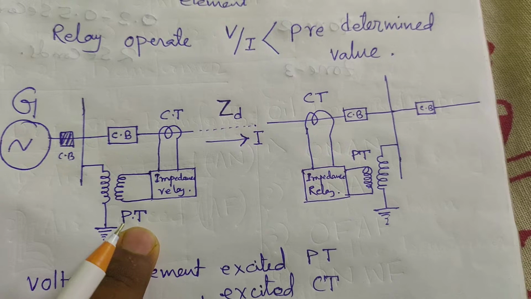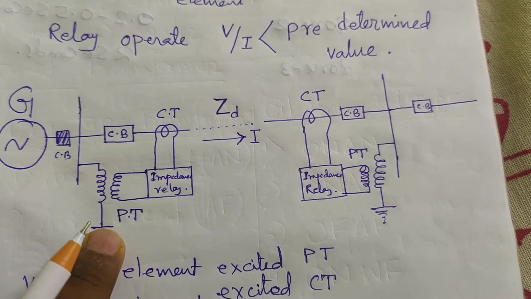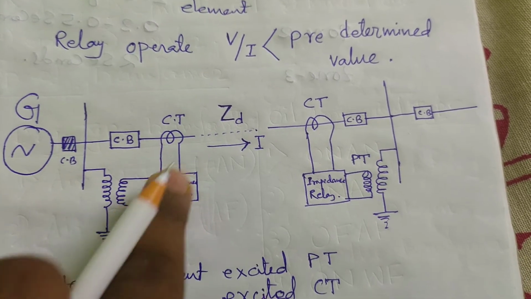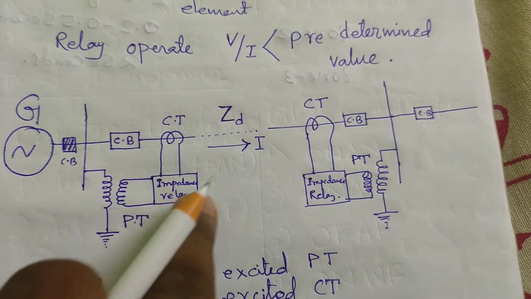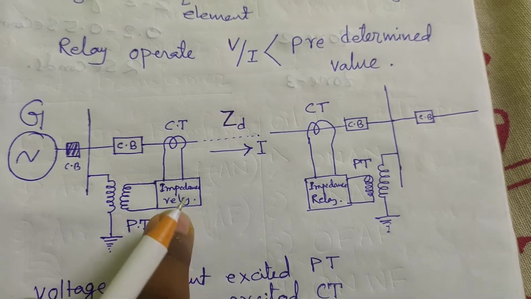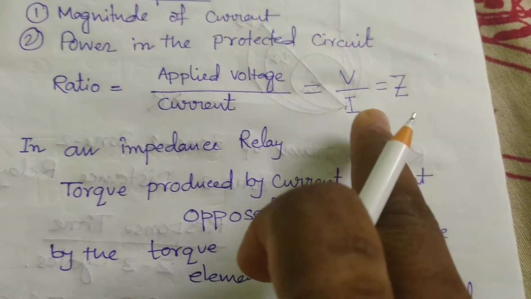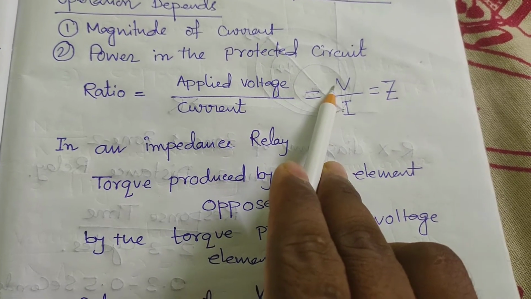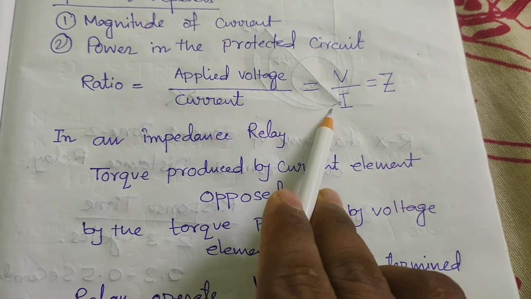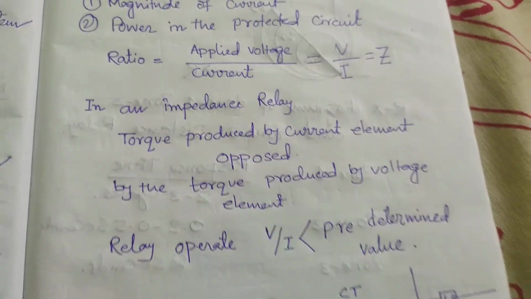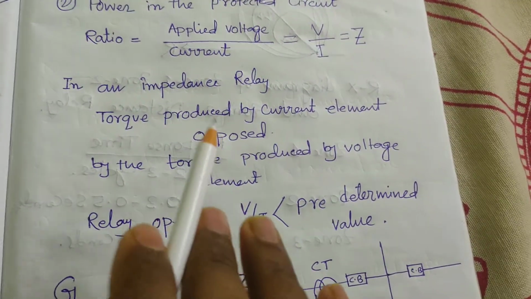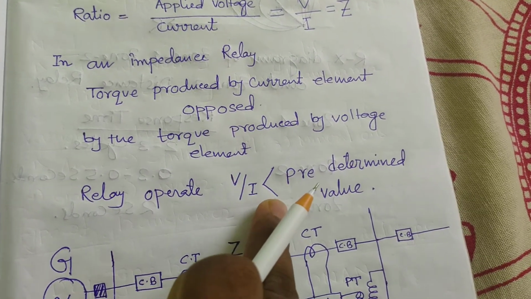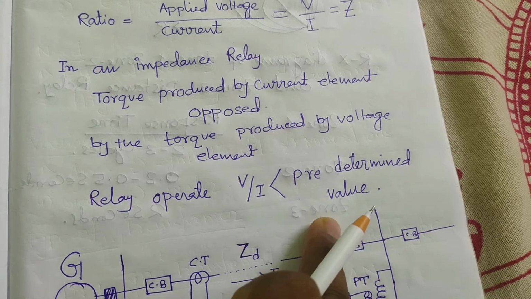With the help of the PT, we are getting the voltage of the line, and with the help of the CT, we are getting the current of the line. So with the help of the current and voltage profile, we are calculating inside the impedance relay. So what is the function? Z equals V by I, where we get the voltage from the potential transformer and the current from the current transformer. So this relay has the fundamental condition: V by I less than a predetermined value.